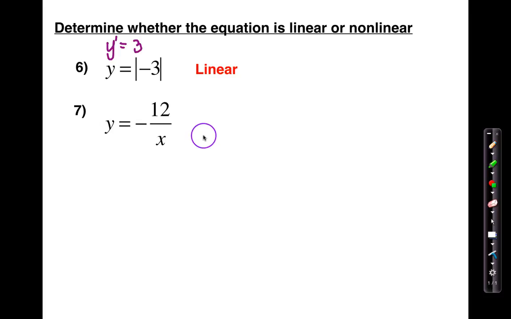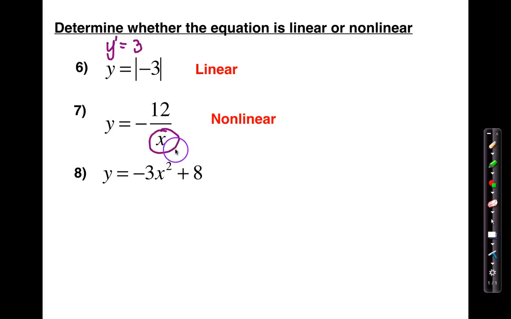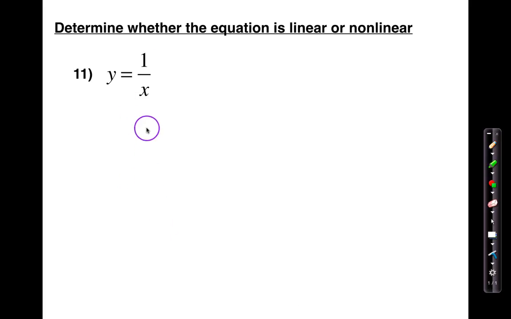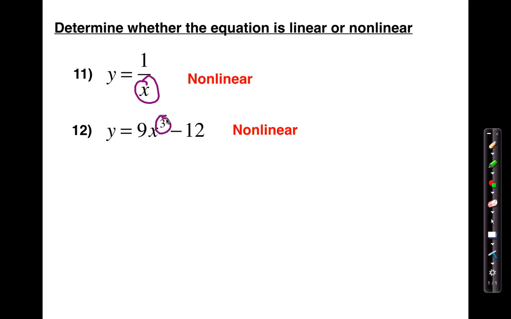What about this one? This one is nonlinear because the variable's in the denominator. What about this one? It is nonlinear because the degree isn't 1. Number 9, it is linear because the degree is 1. And last but not least, this one's linear because the degree is 1. Next, number 11, this is nonlinear because the variable's in the denominator. Number 12, this is nonlinear because the degree is something other than 1.